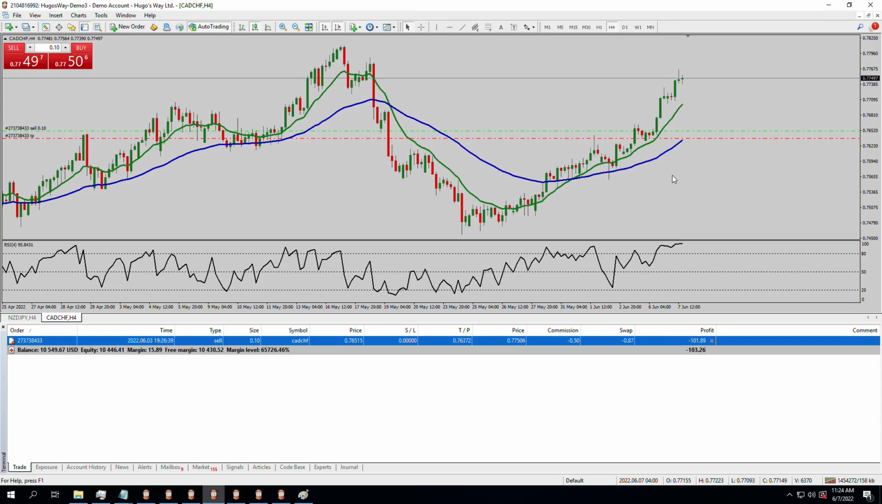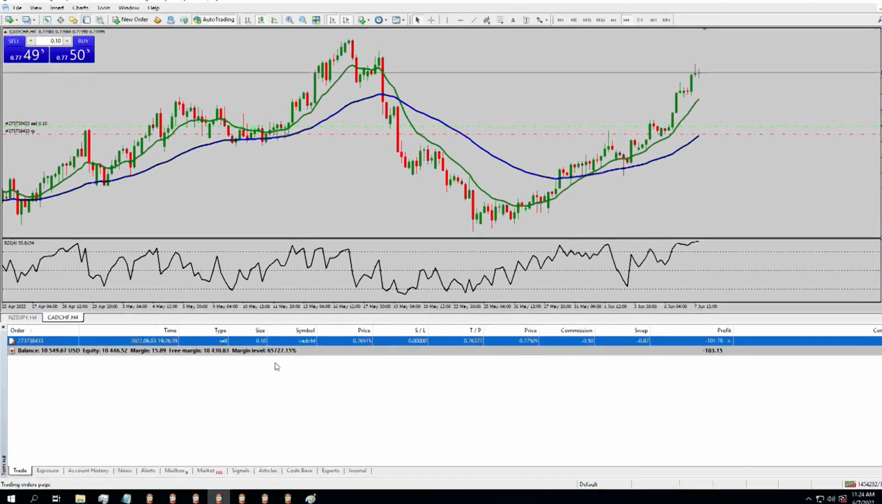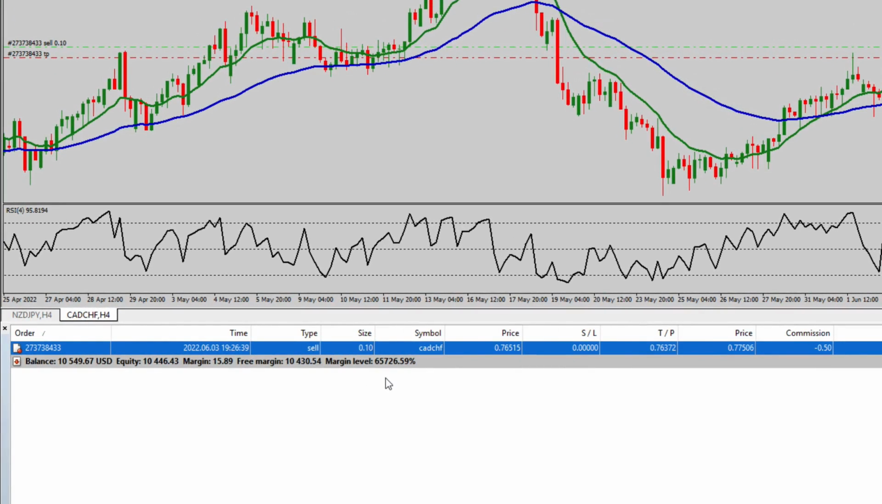Place a hedge trade and stop our margin bleeding away. I want you to look at this here. Our margin percent is currently 65,726.59. I'm going to go ahead and enter a buy, an equal and opposite trade, a buy at 0.1.